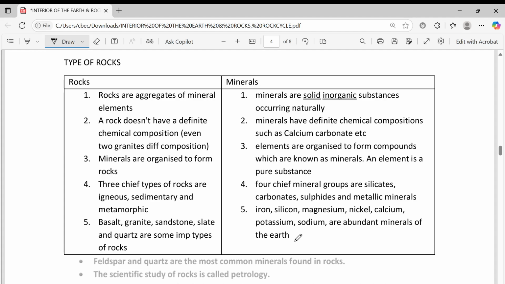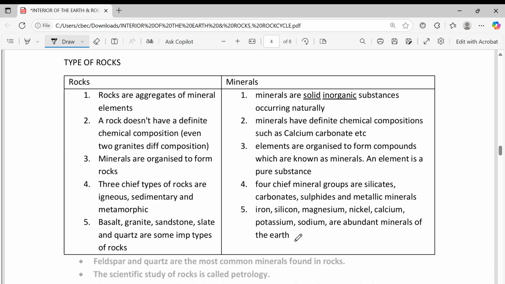Today we will read about the rock cycle. In the last class, I discussed the interior of the earth, all its divisions and classifications, the chemical division, the physical division, and the study of seismic waves. So here, the first topic is the difference between rock and mineral.